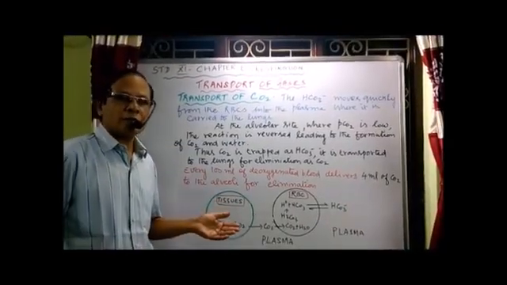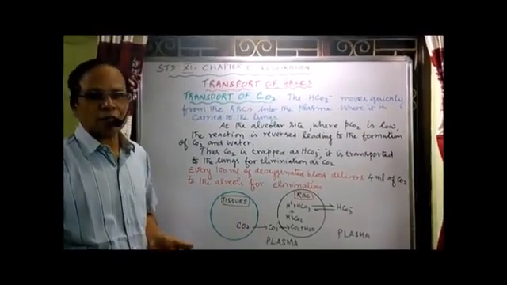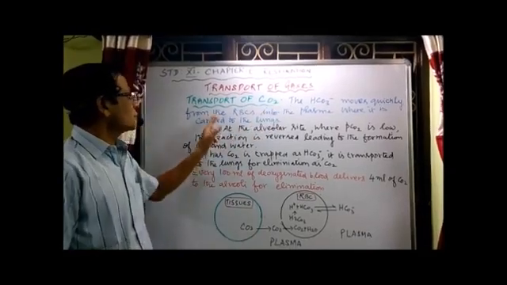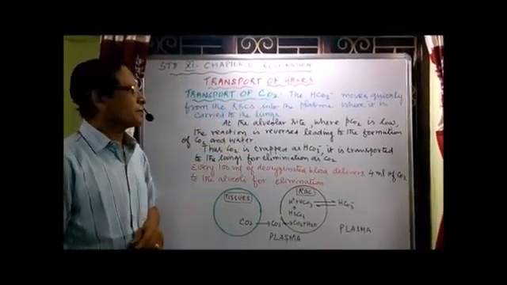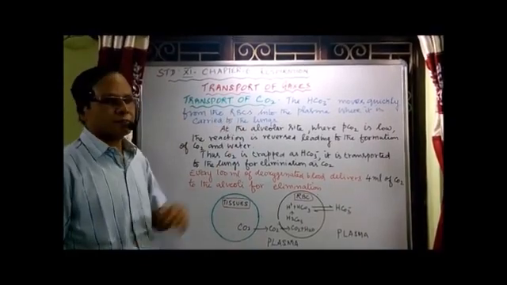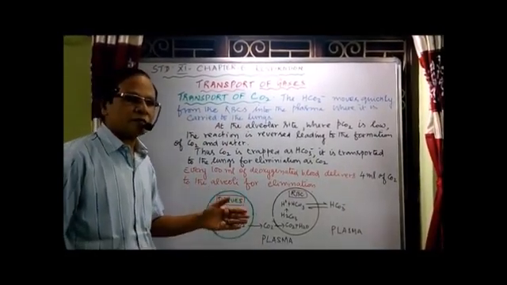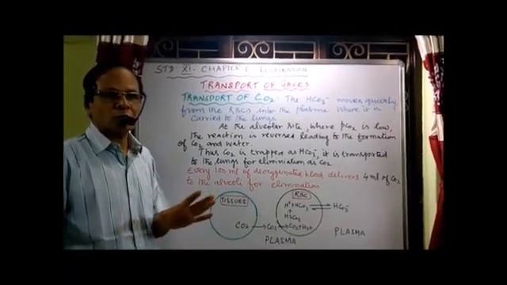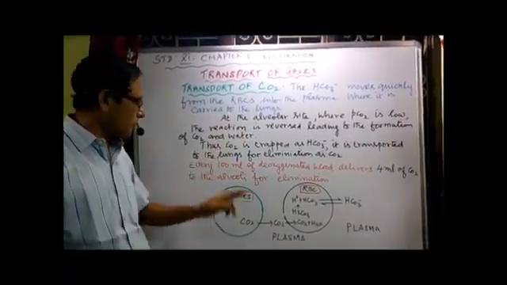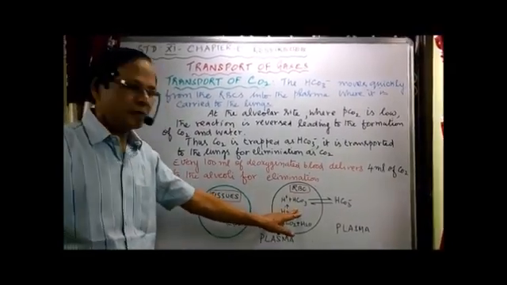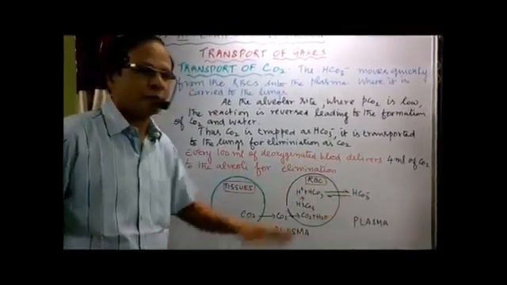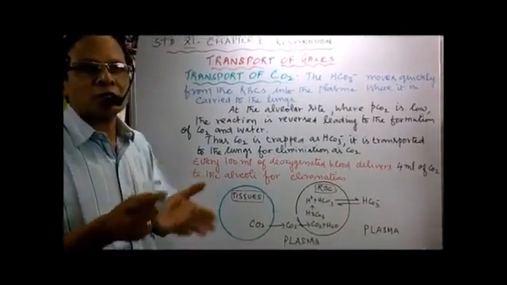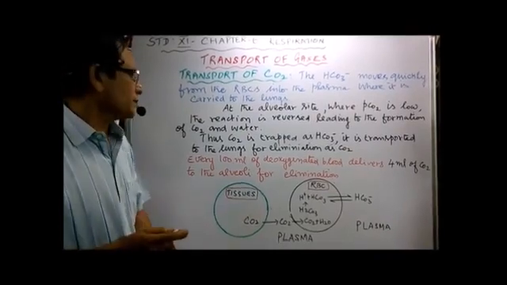Now the bicarbonate ions formed inside the RBC after the dissociation of carbonic acid move quickly from the RBCs into the plasma, where they are carried to the lungs. The hydrogen ion is retained inside the RBC, where it combines with the hemoglobin to form reduced hemoglobin. You see that the bicarbonate ions formed here in the RBC move out of the RBC and are transported to the lungs in the form of either sodium bicarbonate or potassium bicarbonate.